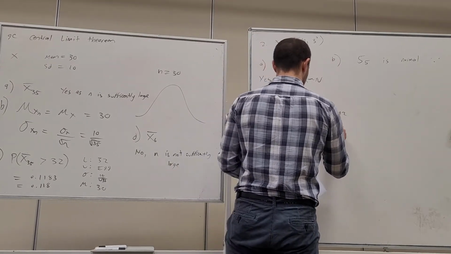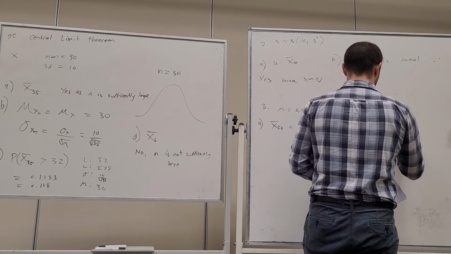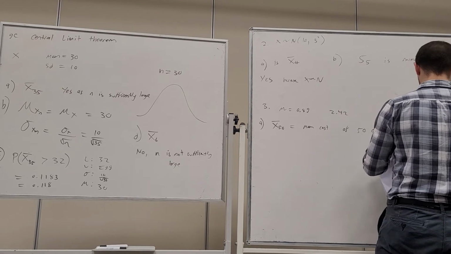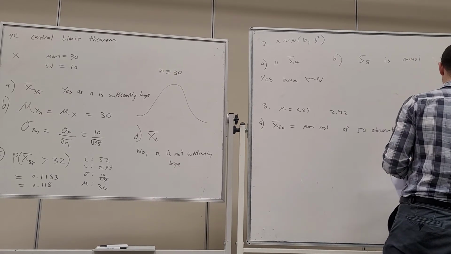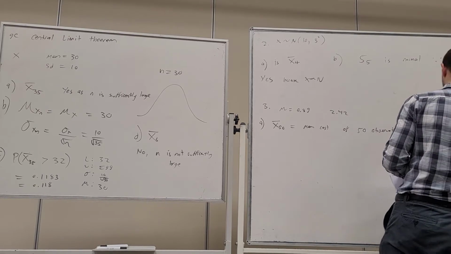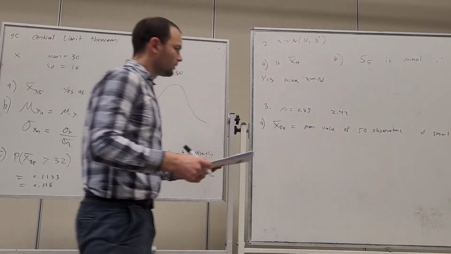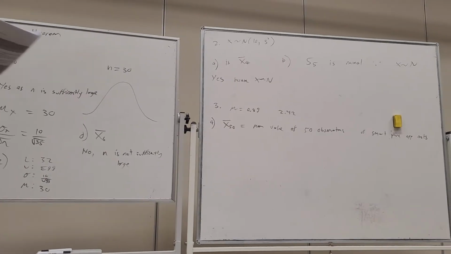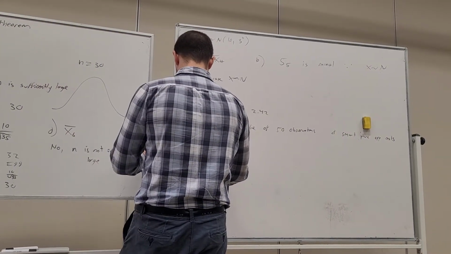Mean value of 50 observations of smartphone app costs. Okay, so that's part A. 2 histograms are shown below. One shows the variable x and one shows the variable x50. So I'm just going to draw their shapes approximately here.